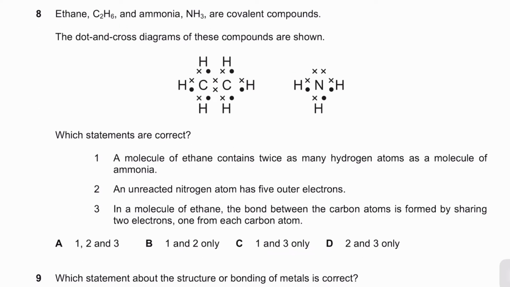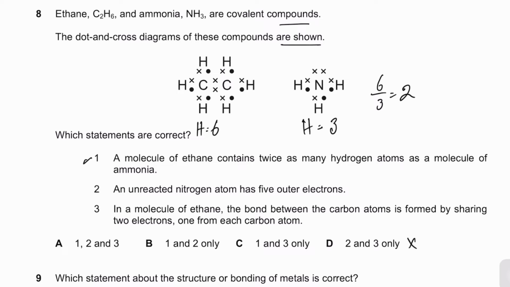Ethane, C2H6, and ammonia are covalent compounds. A dot and cross diagram for these compounds is shown. Which statement is correct? A molecule of ethane contains twice as many hydrogen atoms as a molecule of ammonia. So 1, 2, 3, 4, 5, 6 hydrogen. And 1, 2, 3, so 3 hydrogen. So 6 divided by 3, yes. So 1 is the correct statement, so option D can be cancelled.